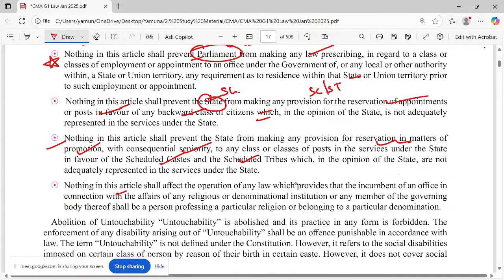And nothing in this article shall affect the provision of any law which relates to an office in connection with religious or denominational institutions. We have these minority institutions, Muslim institutions, Christianity institutions, and all of them are minority, religious and denominational institutions.